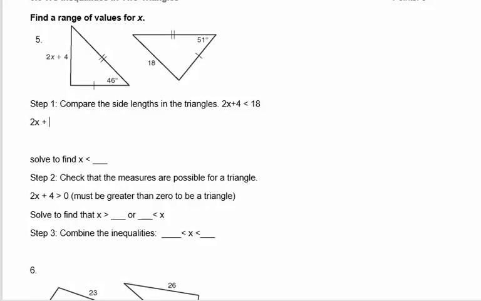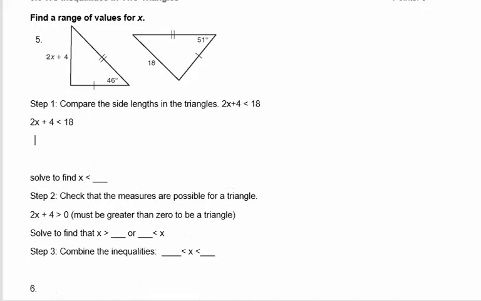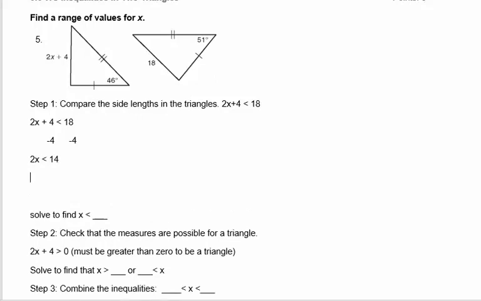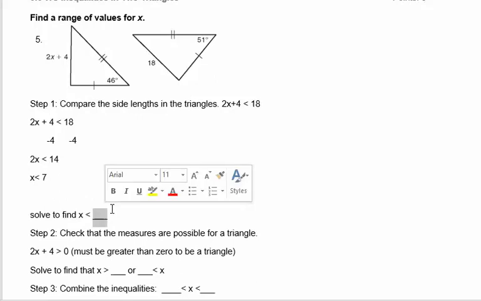I'm going to rewrite it down here so it works a little better since my pen tool stopped. Then I will subtract 4 from both sides, and I will have 2x is less than 14, and then we will divide both sides by 2 to get x is less than 7. So we found an inequality for x. x is less than 7.